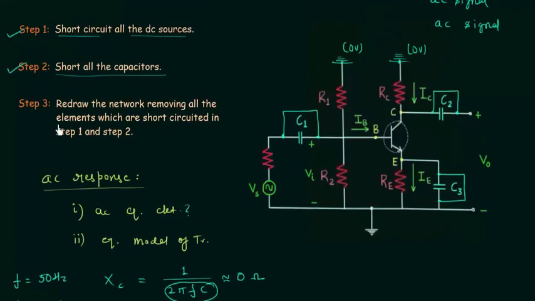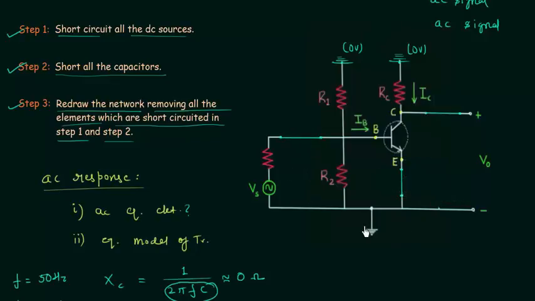In the last step, we need to redraw the network, removing all the elements which are short circuited in step number 1 and in step number 2. So we need to remove all the elements like resistance Re. The resistance Re is short circuited, so we will remove resistance Re in step number 3. I will quickly redraw this circuit. This is how the circuit will look after step number 3. In step number 3, we have removed all the elements which are short circuited in step number 1 and in step number 2. We can further simplify this circuit.